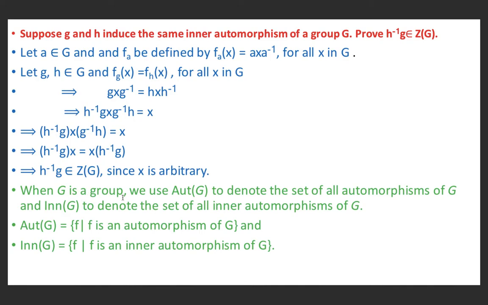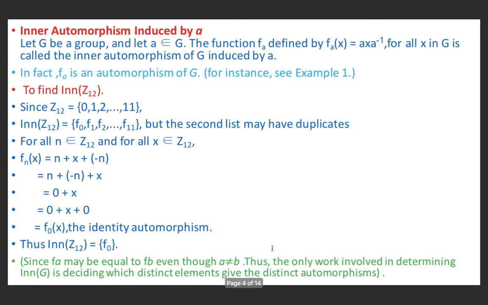So when G is a group, we use Aut(G) to denote the set of automorphisms of G and Inn(G) to denote the set of all inner automorphisms of G. So Aut(G) is the set of all mappings f such that f is an automorphism of G, and Inn(G) is nothing but the set of all the elements f such that f is an inner automorphism of G. These definitions we have studied now and we know these.